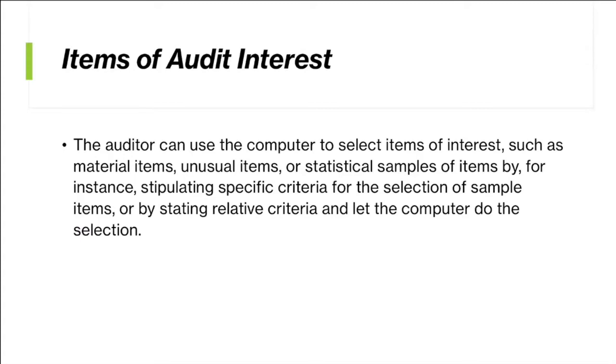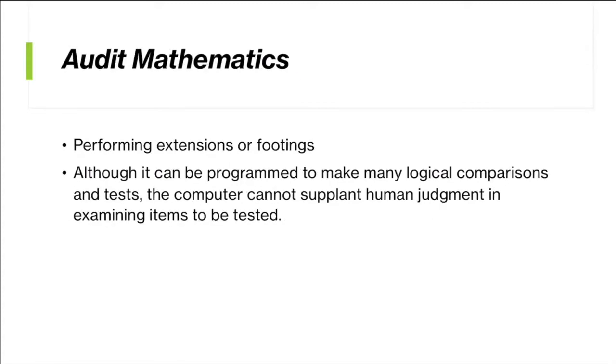Audit mathematics is when we can use the software to perform extensions or footings. And although it can be programmed to make many logical comparisons and tests, the computer cannot supplant human judgment in examining items to be tested. So while we can use CATs to do these items, we must always support them with additional human judgment.